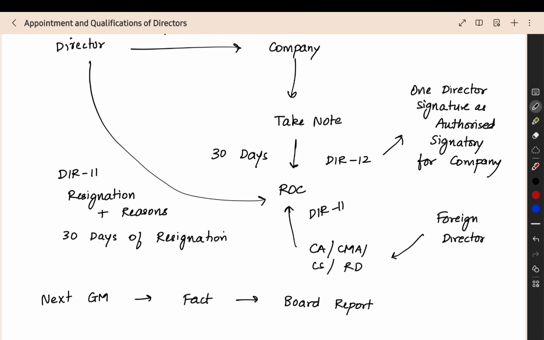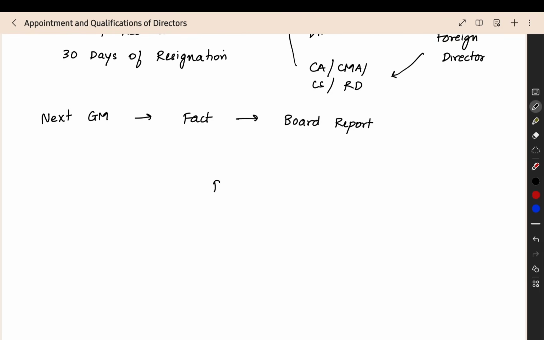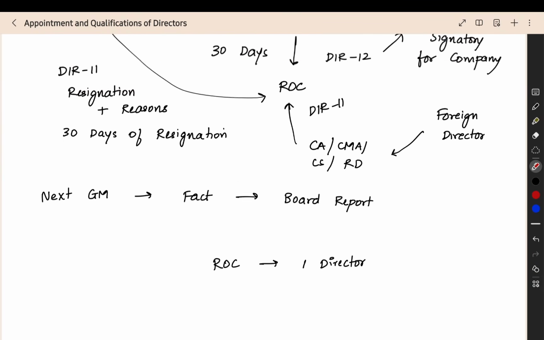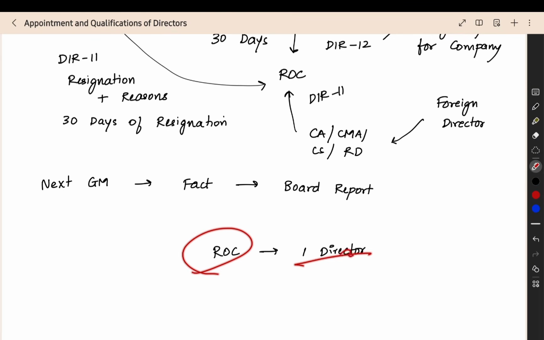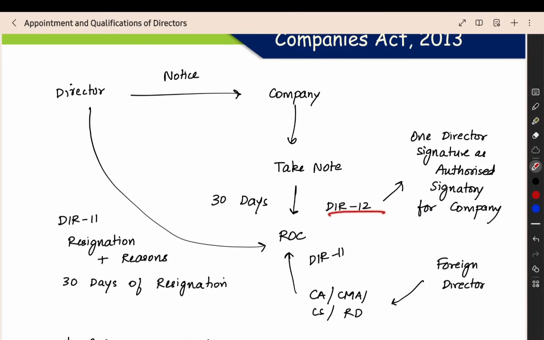In that case, what will happen? The ROC can give permission to one director alone, who is resigning, to sign as an authorized signatory. The ROC will give permission to one director, even though he is not a director now, to sign the DIR 12 form as an authorized signatory for the company.